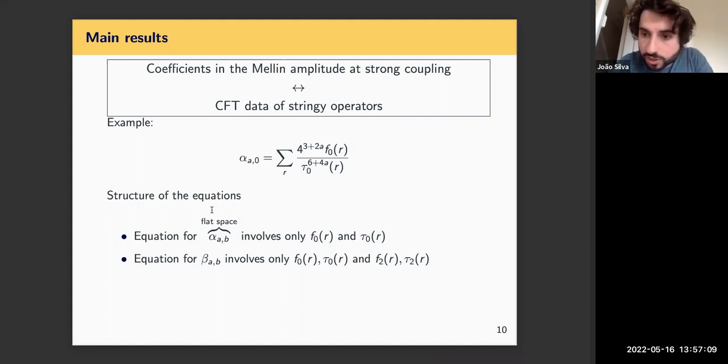Let me tell you about the structure of these equations. For the simplest of these coefficients, the flat space coefficients, they only involve the OPE coefficients and twists at leading order. And then for the next correction, you will need the OPE coefficients and twists at the subleading order, and so on. So then if you have the equation for gamma, it will involve F4 and tau 4.